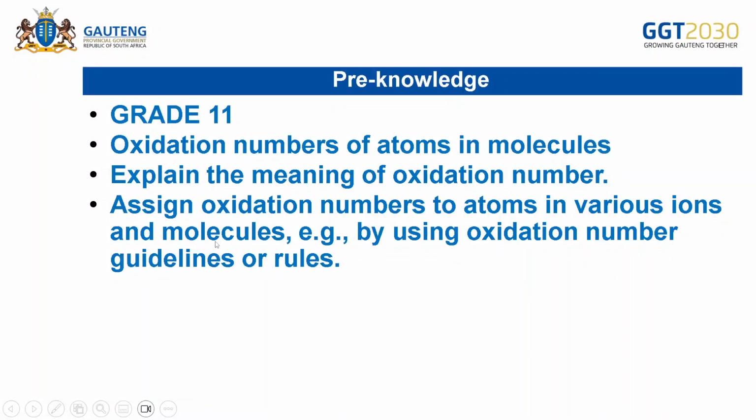I've provided you with the periodic table, as you can see in your slides. I will be making use of it, and this is pre-knowledge. We believe that you have done your grade 11, so you know how oxidation numbers work and the meaning of oxidation. I also explained most of the content in my first episode, so you are in line with whatever is expected from you as a grade 12 learner.